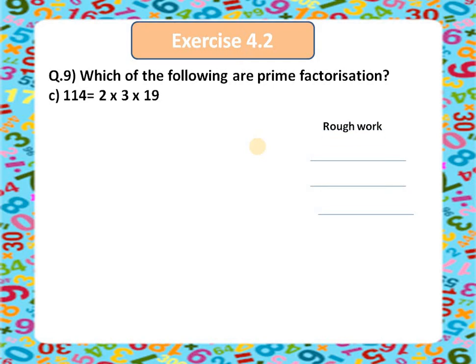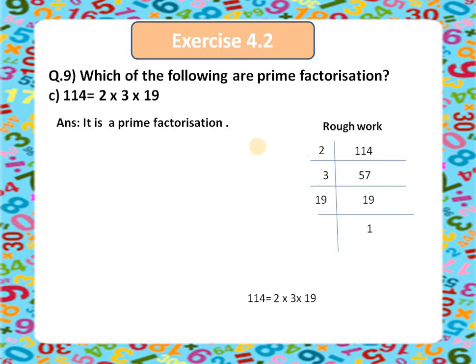But still we are going to check it from the rough side. 114, and we are going to divide. So it will give you 57. Now we will take it 3 times. It will give you 19, and 19 is divisible by itself only. So you will get 1. So we can say it is a prime factorization. This one is the correct one.